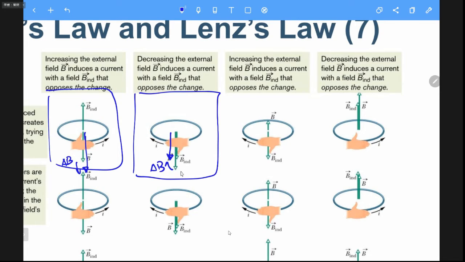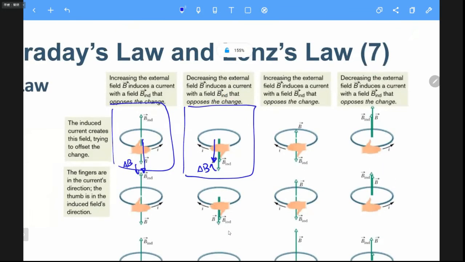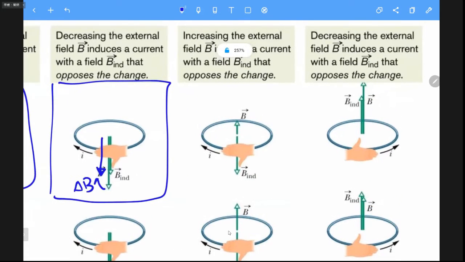So it will generate a B induced pointing downward, and using the right hand rule, we will have the current. This one is something like clockwise. So this is the front, this is the back. So this is clockwise, if you just see it from the top. This is the second case, and then the third case.